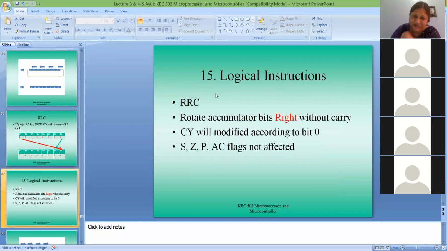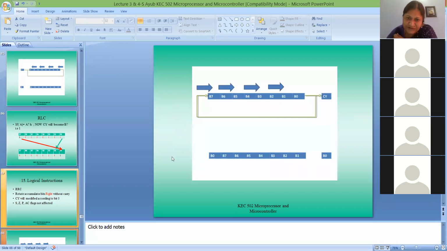Now the next instruction we'll see is RRC. What is RRC? It is rotate right. What contents are rotated? Always the accumulator. Rotate instructions involve only the accumulator. So it is rotate right without carry. Previously it was rotate left, now it is rotate right without carry. And the carry flag will be modified. In left it was modified according to the B7 bit, but here it will be modified according to the B0 bit. Similarly, the sign flag, zero flag, parity flag and auxiliary carry flag will not be affected. So how it works, we'll see.